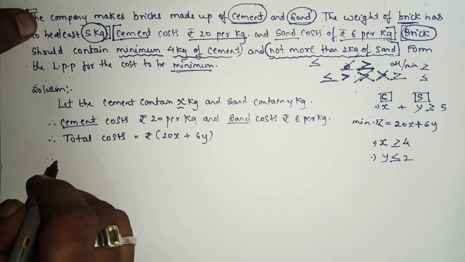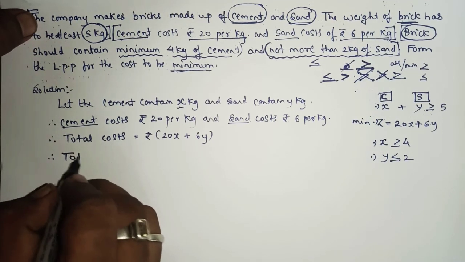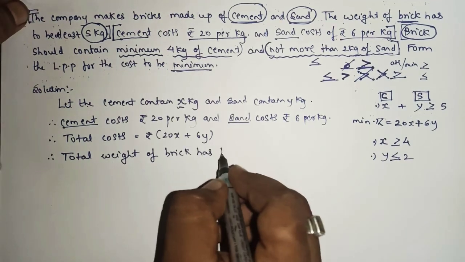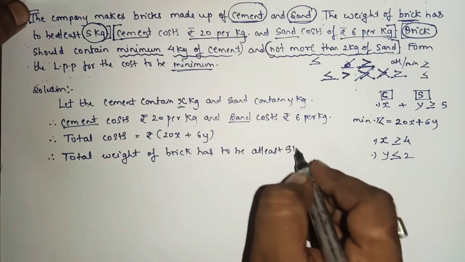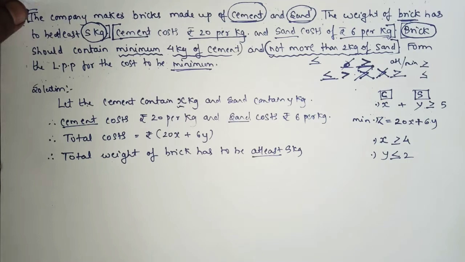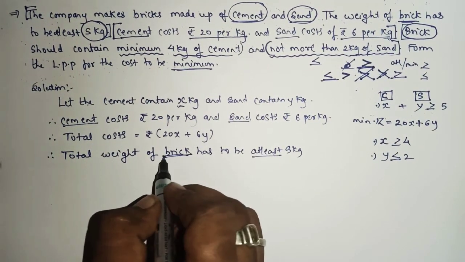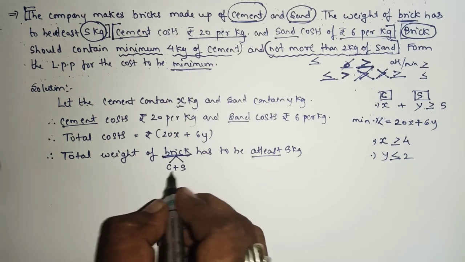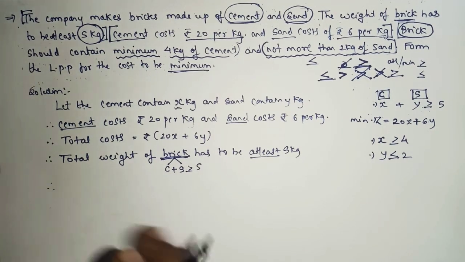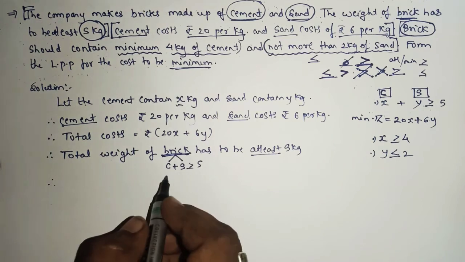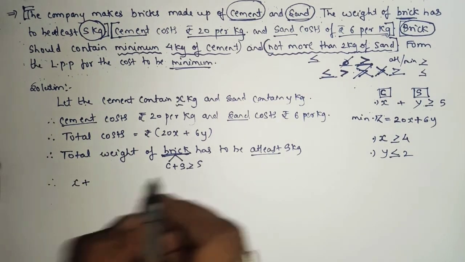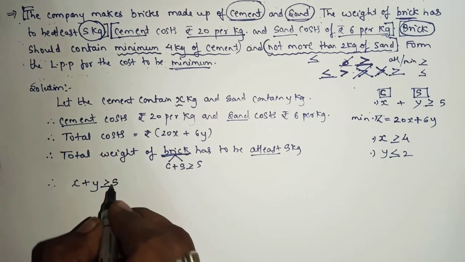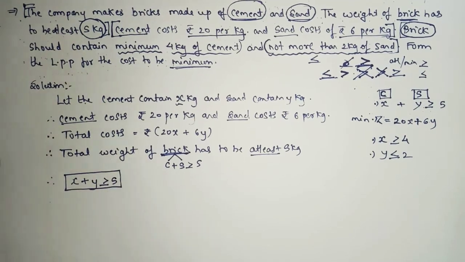So therefore the next step will be what? The total weight of bricks has to be at least 5 kg. So at least means what? Greater than equal to. And the total weight of the brick, as here the brick is made up of two parts, one is cement and one is sand. So the total weight has to be at least 5 kg. So from this sentence we can frame the linear inequation now. For cement we took x, for sand we took y, as it says that the weight of the brick has to be at least 5 kg. At least means greater than equal to 5. So x plus y is greater than equal to 5.